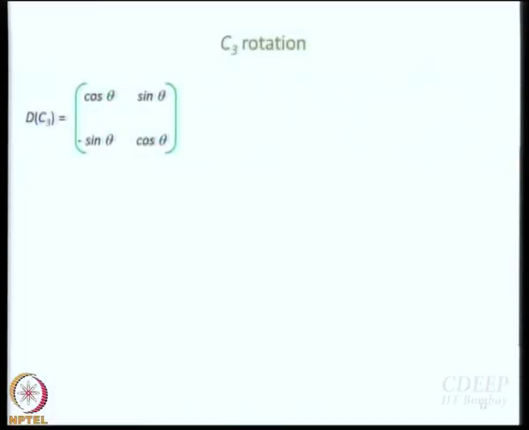And the value I like is 120 degrees. Let us talk about a C3 rotation. What is cos theta when theta equals 120 degrees? And what is sin theta? Root 3 by 2, right? Minus half or plus half? 120 degrees? Minus? Sure? Why minus?